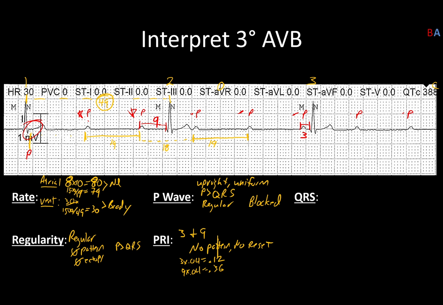As for the 3 QRSs that we have, they are uniform. They have a small QRS pattern, and they measure out to be about 2.5. Normal. They're actually narrow, which is good to know for the future. Ultimately, this meets all the requirements that we need to say that this is a third degree heart block.